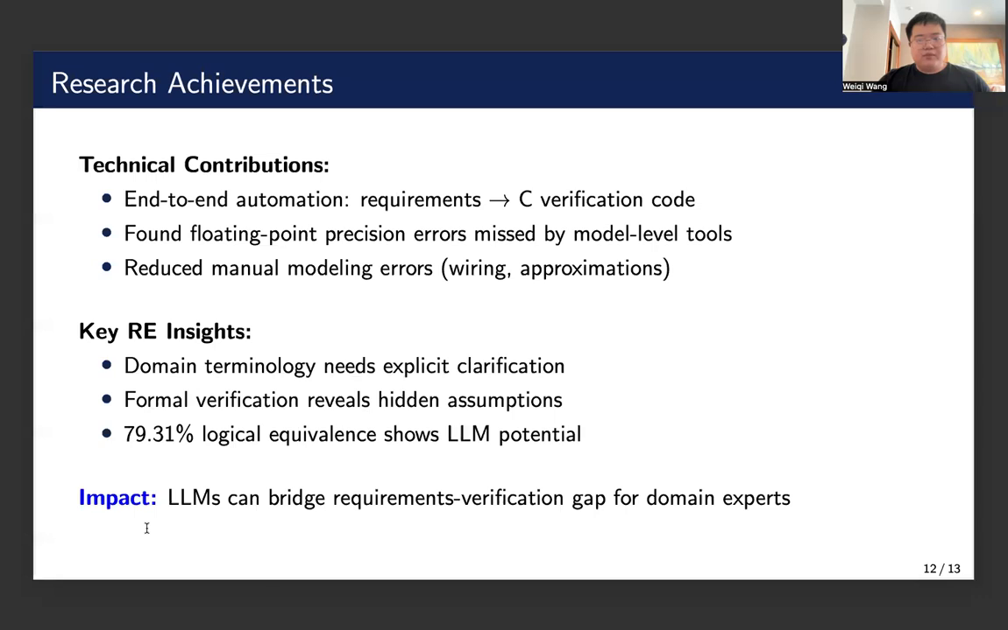Here is some summary of our research. We got end-to-end automation from requirement to C code. We found floating point precision errors missed by CoCoSim. We reduce manual modeling errors, like wiring and approximation. And we also have some insights for requirement engineering.